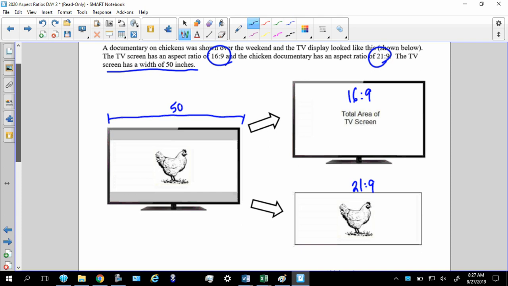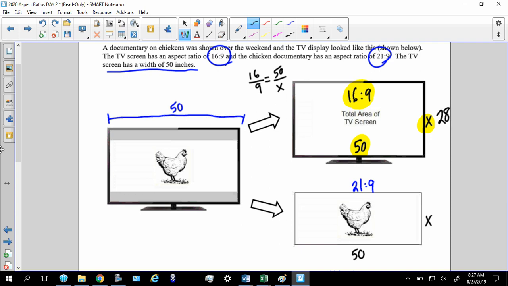So that means the width is 50. I have no idea what the height is. For the chicken, the width is 50, and I have no idea how tall it is. This question is very similar to the one we just did. We're going to create a proportion using the aspect ratio as well as the width and height. So 16:9 over 50 over x. We're going to speed up a little bit because we already know how to do this. The TV screen has an overall height of 28.